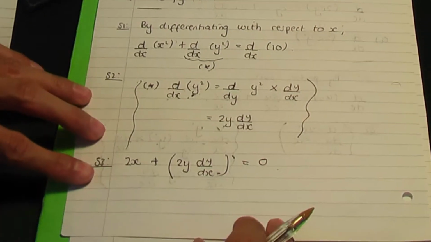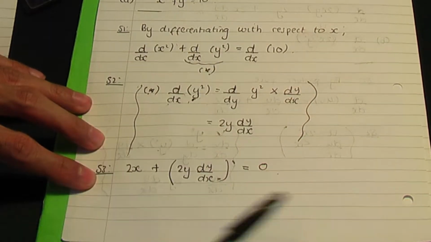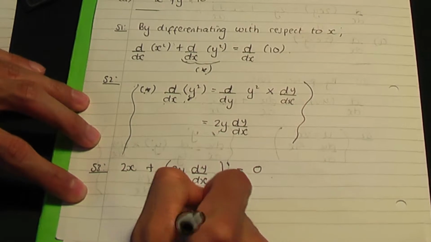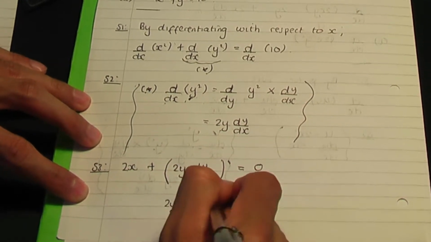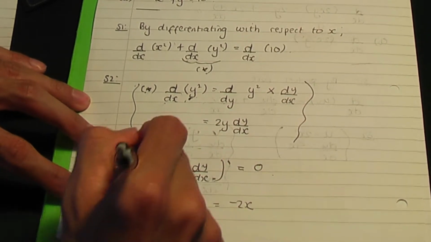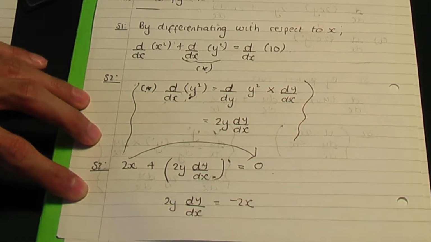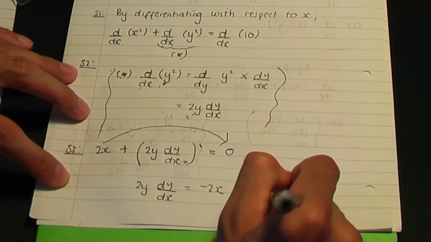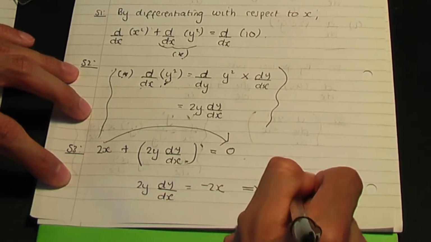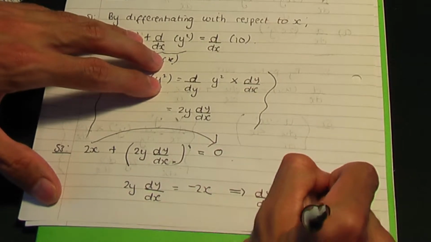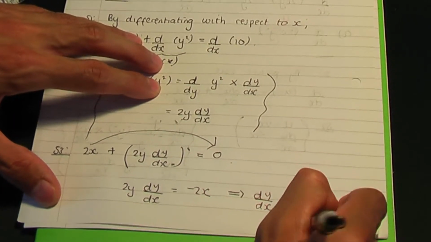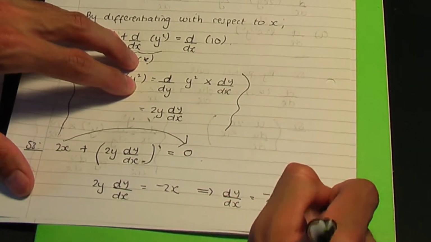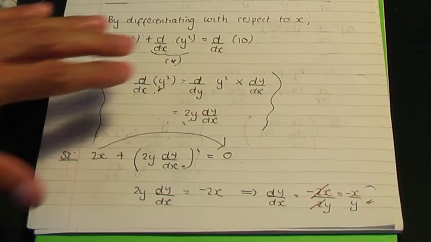Now, the question is, we need dy over dx, so it's just a matter of rearrangement. So 2y dy over dx is minus 2x. If I carry the 2x to the right, we'll have minus 2x. And that implies dy over dx, if I rearrange further, is minus 2x over 2y. The 2's can cancel. That will give you minus x over y. Okay?